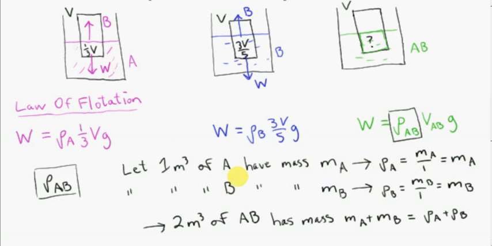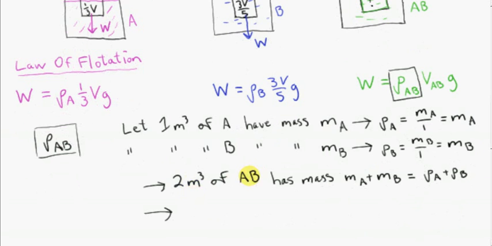Okay, we do the same for liquid B. 1 meter cubed of liquid B has mass MB, so the density of liquid B is just MB divided by 1, or MB. Now, let's get the density of the mixture. Let's suppose we mix these liquids together. We add 1 meter cubed of liquid A to 1 meter cubed of liquid B. That means we get 2 meters cubed of the mixture AB. What is its mass? Well, we just add the masses of the liquids, that's MA plus MB.